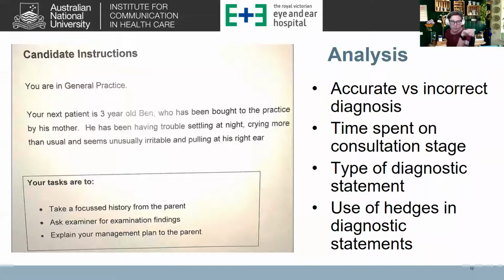And what did we look for? We looked for basically what was accurate versus inaccurate diagnosis. I'll get to that in a second. How long did they spend on each of these times in the consultation? So how long did they spend on the history? How long on the examination? How long on giving the diagnosis? What were the types of diagnostic statements, and what were the hedges that they used in those?